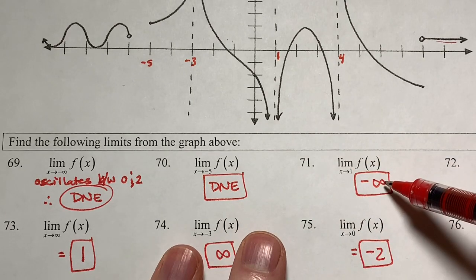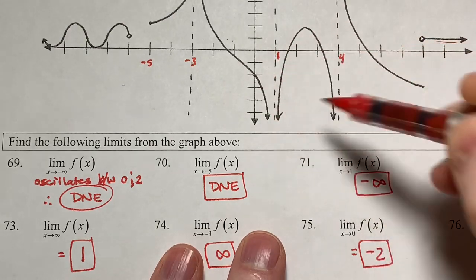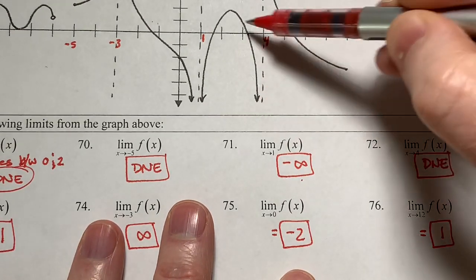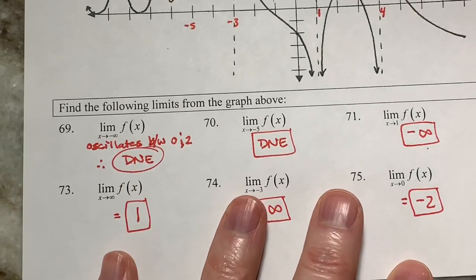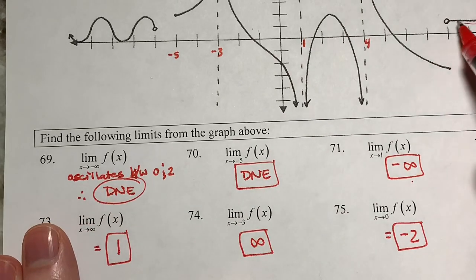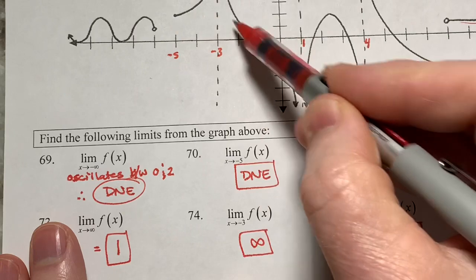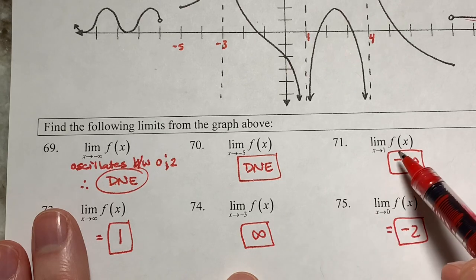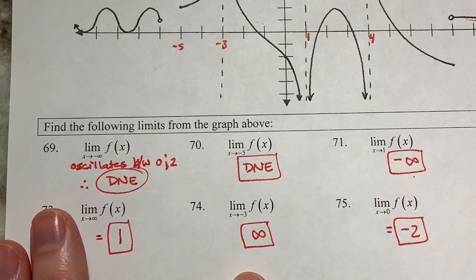71, the limit as I approach x equals 1. Well, right here at 1, it looks like both sides are diving down to -infinity. So that's the limit there. And at 72, the limit as x approaches 4, they're going up, down, and up from the left and the right. So I got to go with D and E. We've already talked about 73 being 1, because as I head to the right, I'm flattened out on the graph there at 1. And then the limit as I approach -3, both sides are going up to infinity. So I say infinity, even though we know that the limit doesn't exist at 70, 71 and 74, we say -infinity and +infinity because it gives us more information.